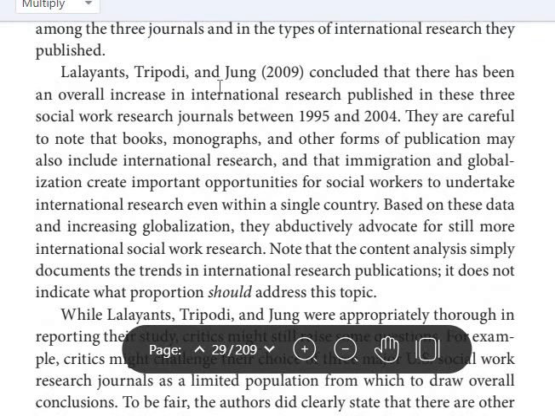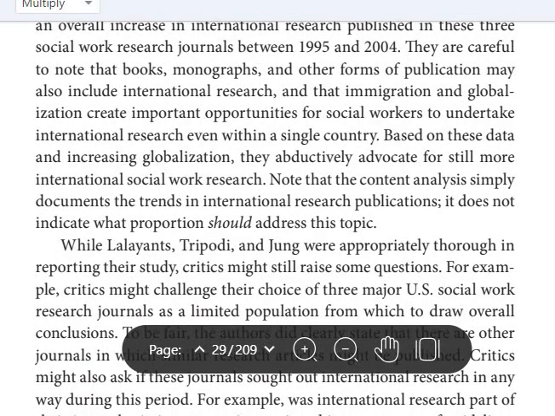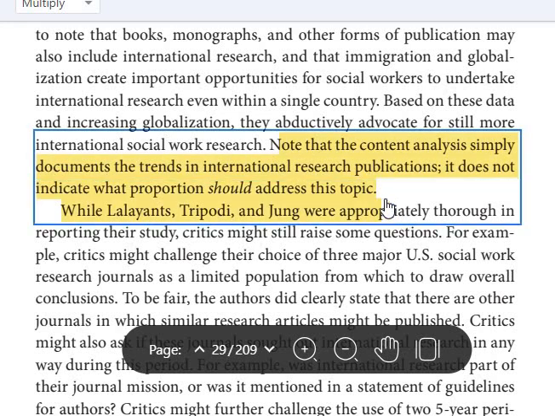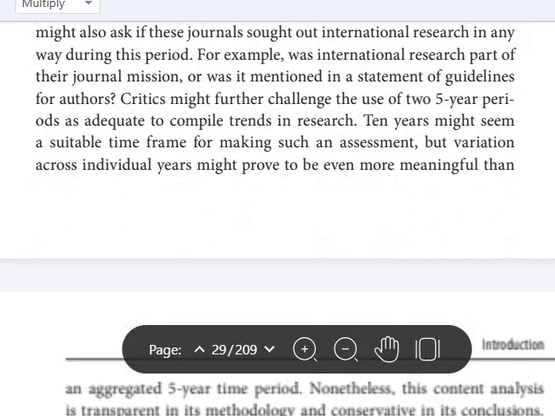Okay, this study concluded that there has been an overall increase in international research published in these 3 social work research journals between 1995 and 2004. This comes as a continuation of another example on content analysis in social work. Here they say that the content analysis simply documents the trends in international research publications. It does not indicate what proportion should address this topic.